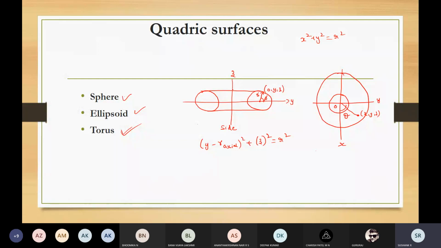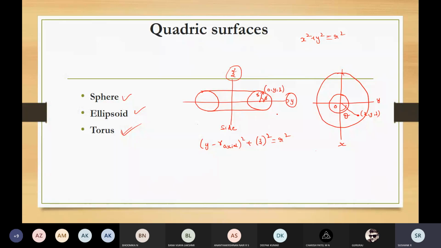Here we have two equations, represented with respect to two axes. We know the equation of a circle is x squared plus y squared equals r squared. In the same way, here we have two axes, so one axis is z squared and the other is y squared. In the y axis we are offsetting by this radius, so we subtract r axial: y minus r axial, the whole squared, plus z squared is equal to r squared. So this is the side view.